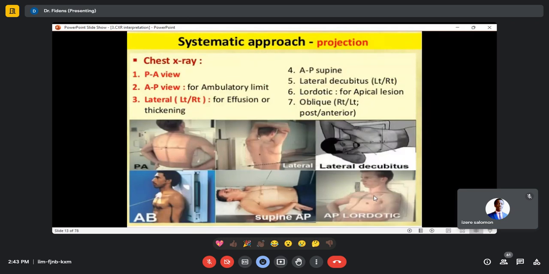This slide, you know it very well. The views, even how they are taken, you know them. I will not go into details because this is a PA, this is a lateral, this is an AP, this is a supine AP, this is AP in erect position, this is the lateral decubitus, and this is the lordotic view, AP lordotic view.